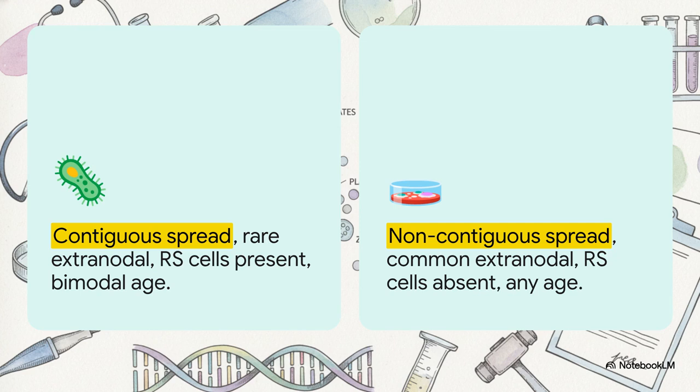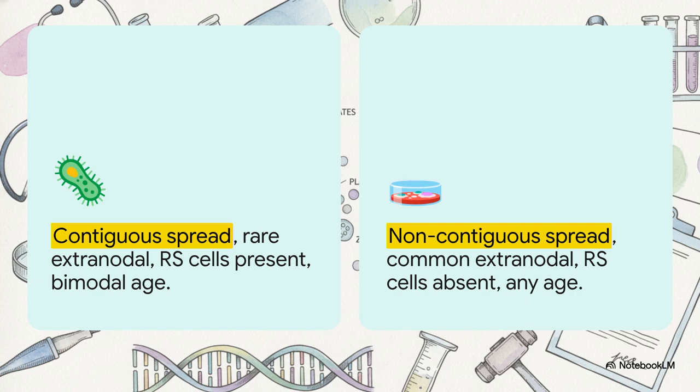Understanding this contrast is exactly how you're going to rule out other lymphomas on those tricky multiple-choice questions. And this brilliantly illustrates the core differences. Notice the spread. Hodgkin lymphoma has a contiguous spread. That means it moves neatly, orderly, from one lymph node group directly to the next adjacent group. If you see orderly spread, you immediately think Hodgkin.